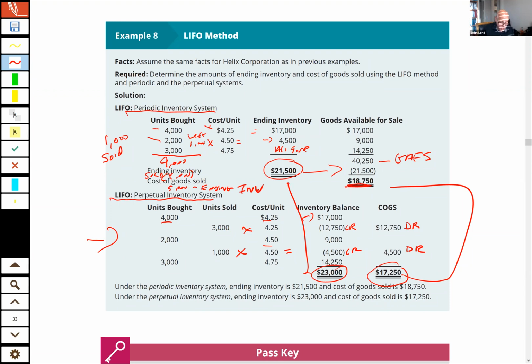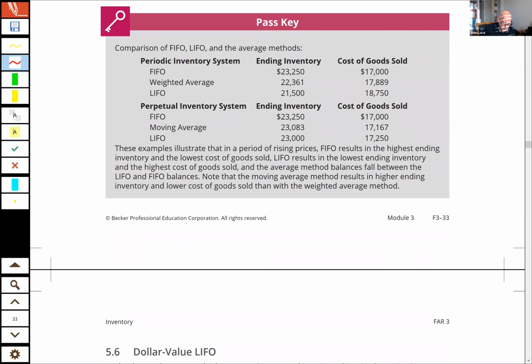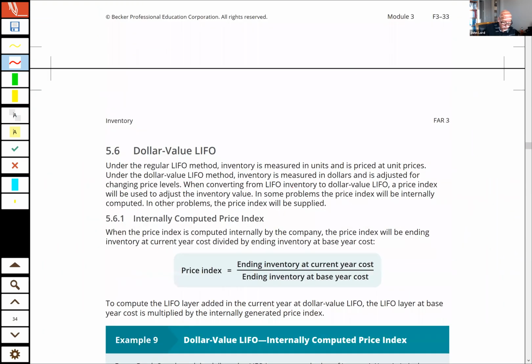Okay, good. Let's take a look at dollar value LIFO.